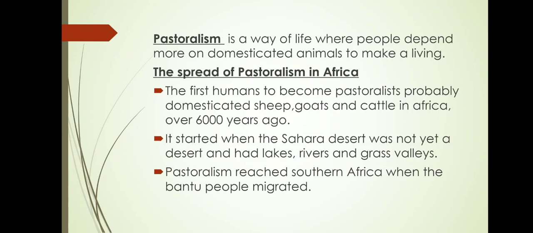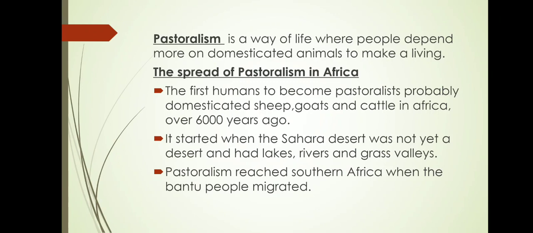So the first humans to become pastoralists probably domesticated sheep, goats, and cattle, according to what archaeologists and scientists say. And they started this in Africa about 6,000 years ago. I'll repeat. Pastoralism started about 10,000 years ago, but in Africa, it started about 6,000 or more years ago. So we started a little bit later.